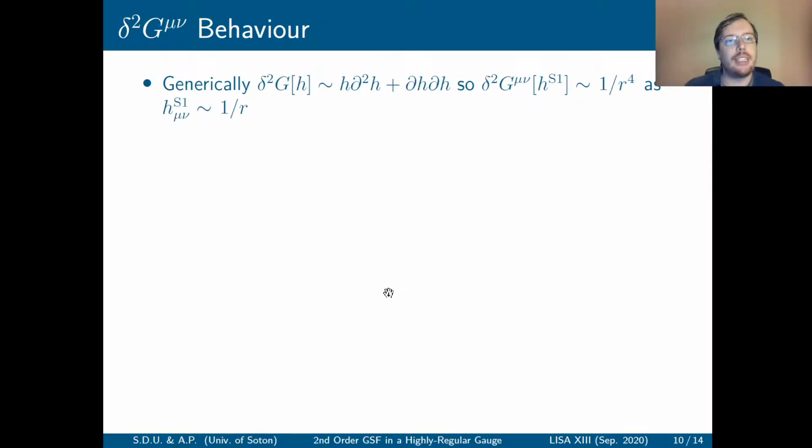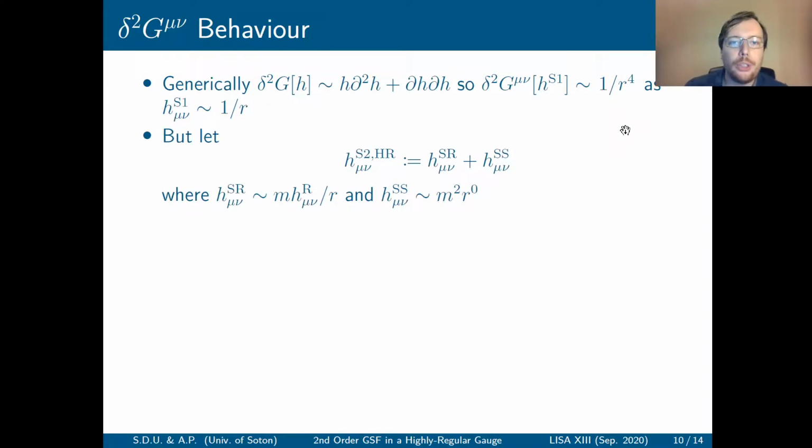So this less singular behavior also allows us to define things distributionally in the highly regular gauge as well. So generically, d2g has this form. It's a perturbation times a second derivative of the perturbation plus a derivative of the perturbation times a derivative of the perturbation. So because HS1 goes like 1 over r, we can see straight away from order counting that d2g will go like 1 over r to the 4.